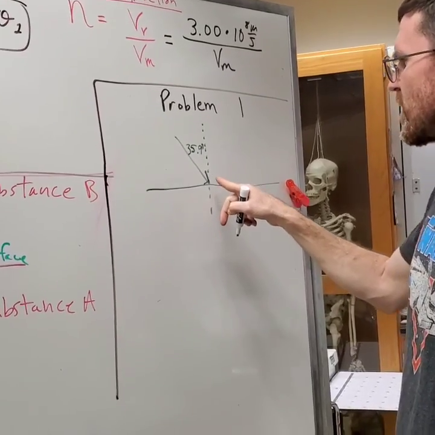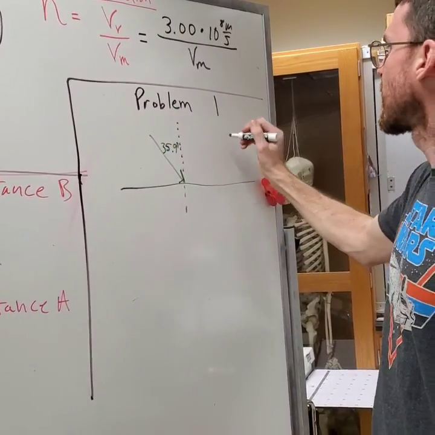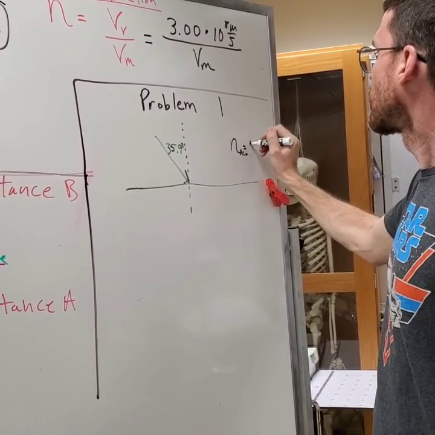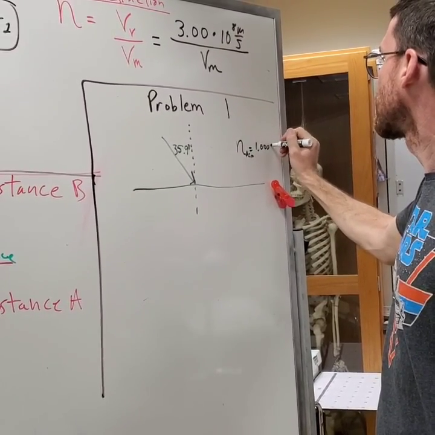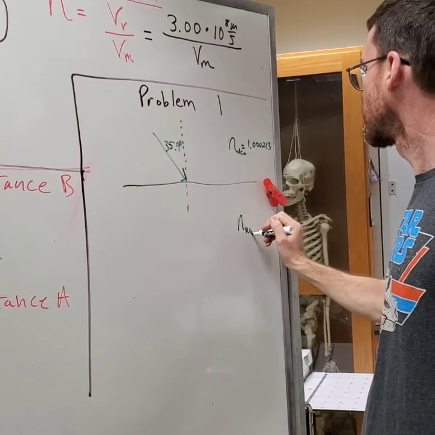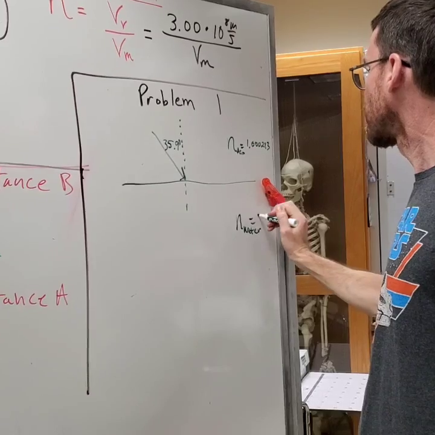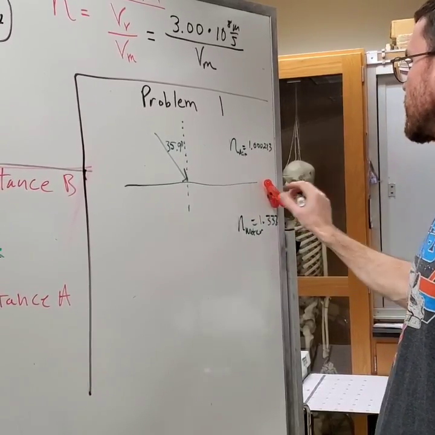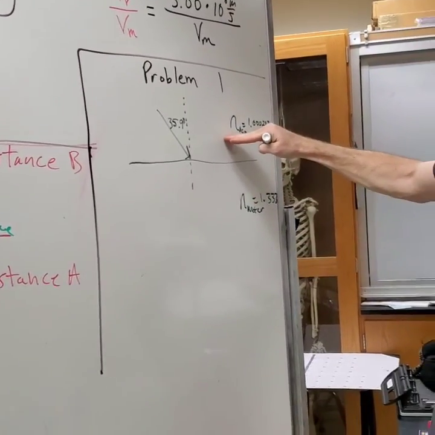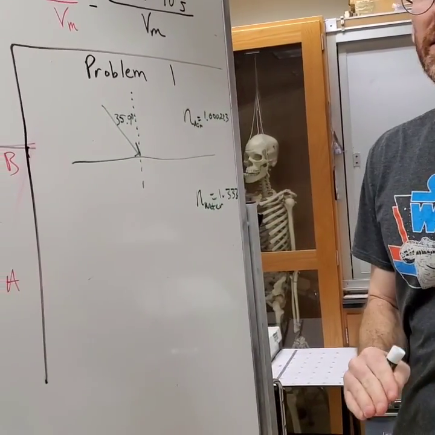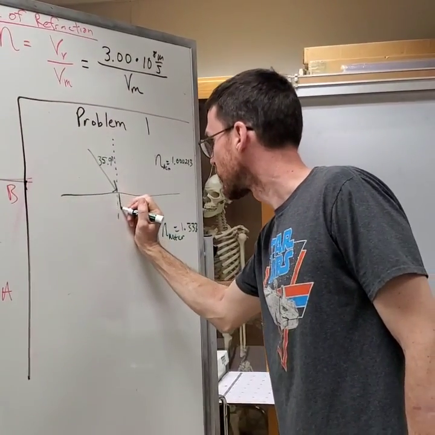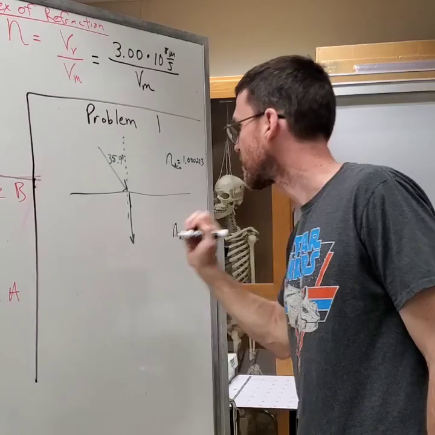Now, we are going from air. Air has an index of refraction of 1.000293, and water is 1.333. So now we're going from a lower to a higher, so it's going to bend toward the normal. Here we go, it's going to bend this way.